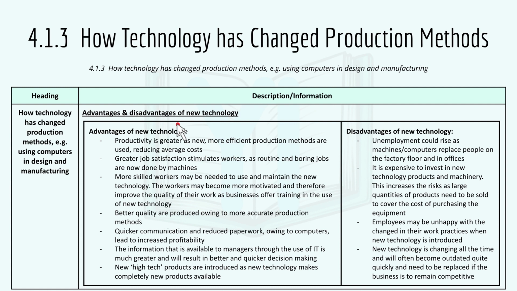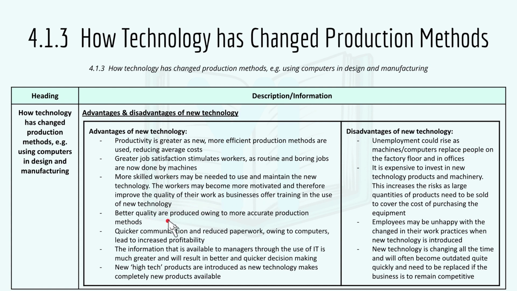Then we have advantages and disadvantages of new technology, and I'll skim through this. Advantages include productivity is greater as new, more efficient production methods are being used. There's greater job satisfaction. More skilled workers may be needed to use and maintain the new technology, and workers may become more motivated and therefore improve the quality of their work, as businesses often offer training in the use of new technology.